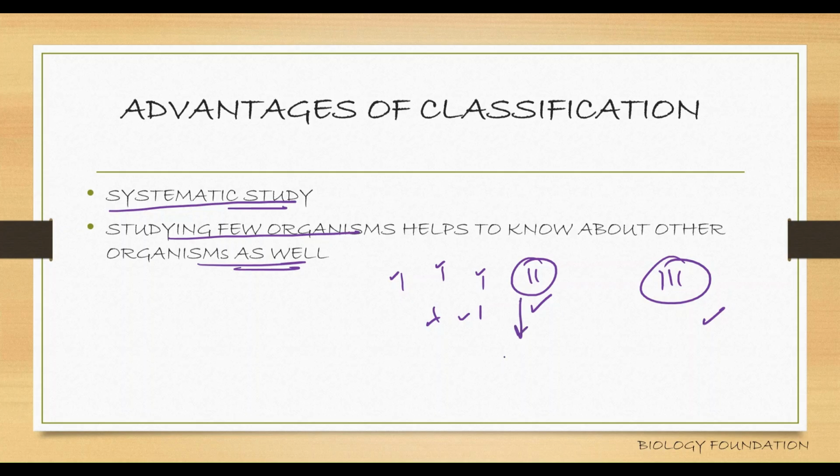From group 1, just study one organism. The other organism also shares the same properties. That's the reason both of them were placed in one group. In the same way, in group 2, any one organism can be studied, and the remaining two share those properties. So studying a few organisms helps us to know about the other organisms as well. And it's a systematic way of studying. That means it makes the process of studying easy.